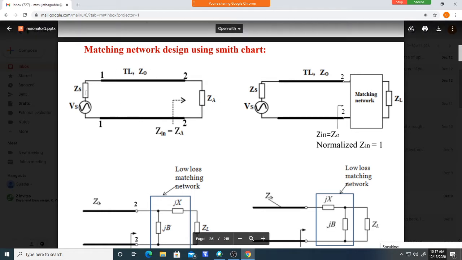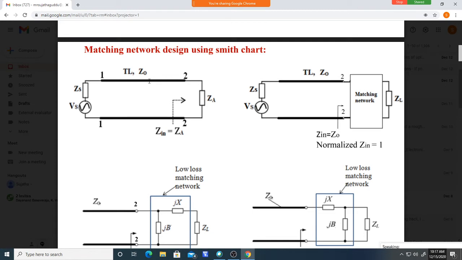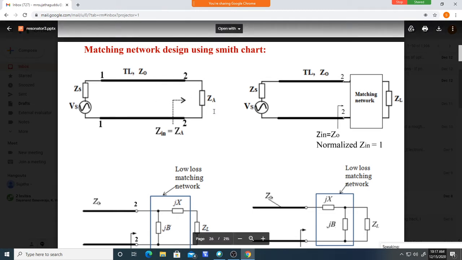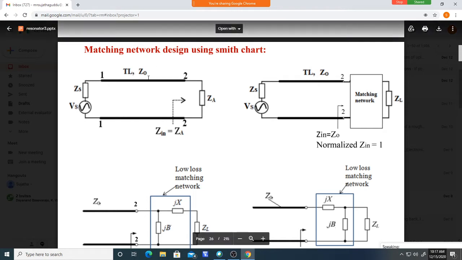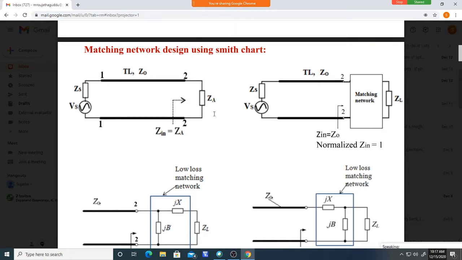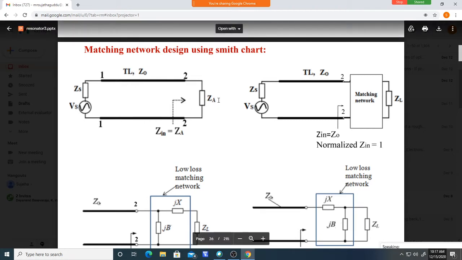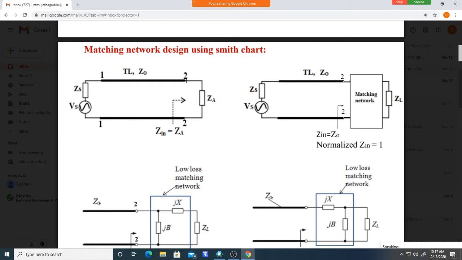Even if Z naught is matched to ZS, the ZS can deliver maximum power to the transmission line, but the power may not be delivered to the ZA, because this ZA is not matched with the Z naught. So, to get maximum power transfer from the source to the ZA, we should insert an impedance matching network here. Before this ZA, we should connect an impedance matching network.